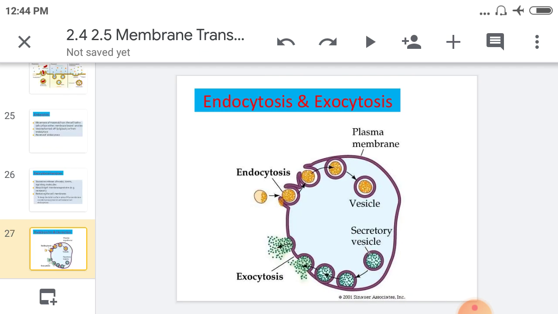Then endocytosis and exocytosis are the two processes present here. Firstly, endocytosis means entering material into the cell with the help of the plasma membrane or proteins, receptors. And exocytosis means exiting waste material from the cell with the help of the plasma membrane or receptors. These are two important concepts here, endocytosis and exocytosis. Endo means entering the material, exo means exiting the material from the cell.